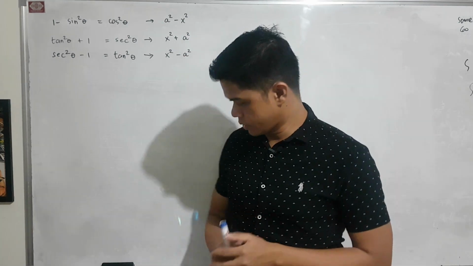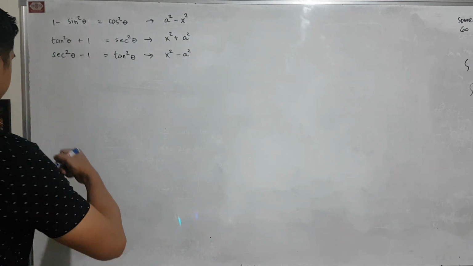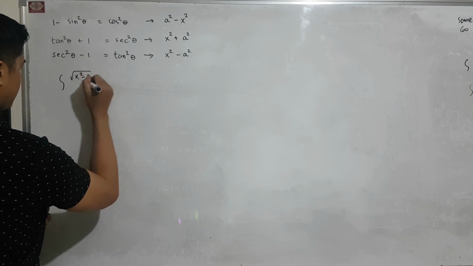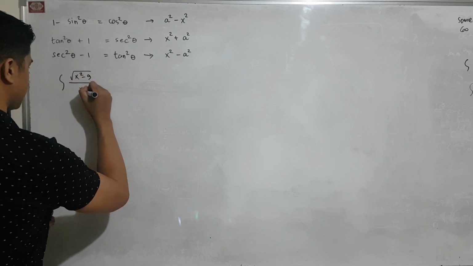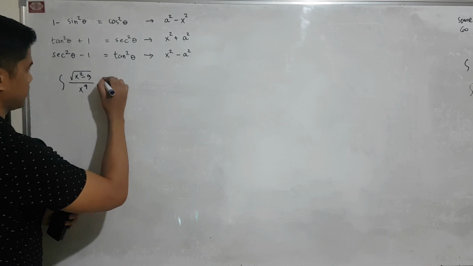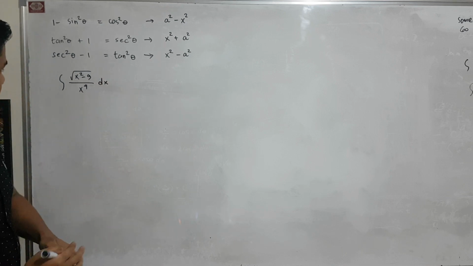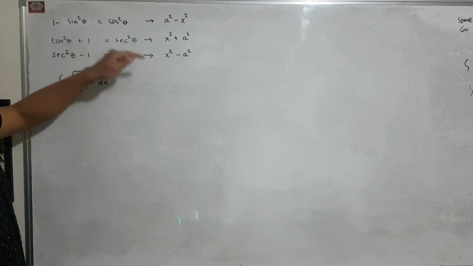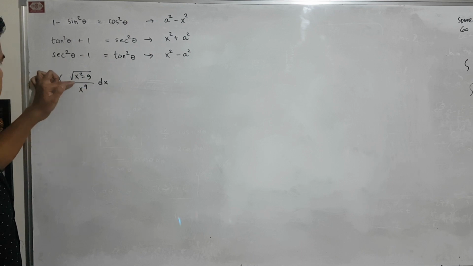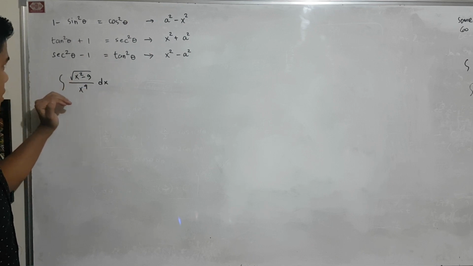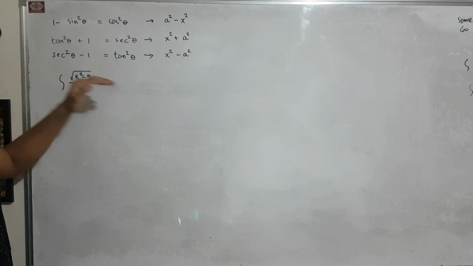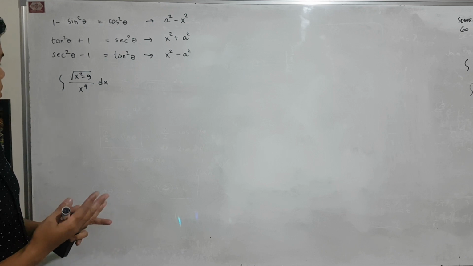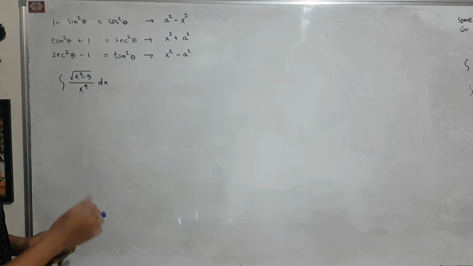Our second example is the integral of square root of x squared minus 9 over x to the fourth. Don't forget the dx. So what form do we have here? Can we use a squared minus x squared? This form is x squared minus 9, right? So we must use the third one, secant squared theta minus 1, because we have x squared minus a squared. So somehow we need to use secant squared theta minus 1 in our substitution.